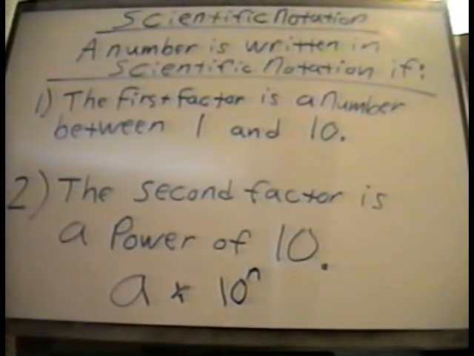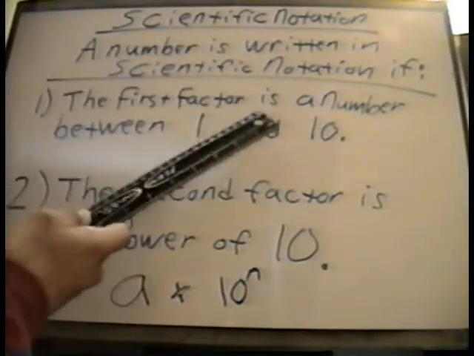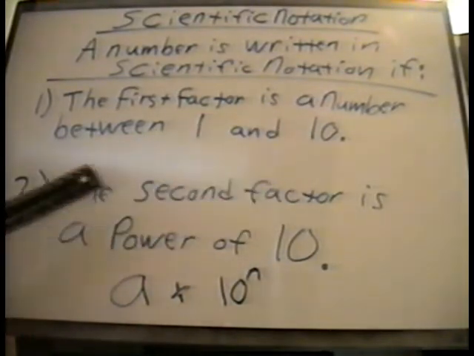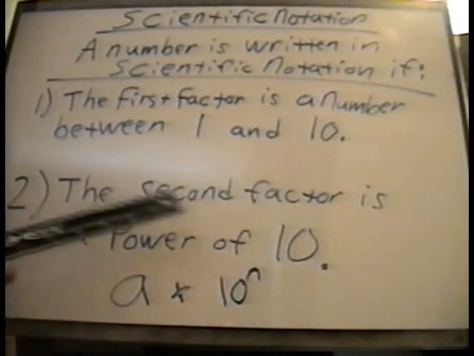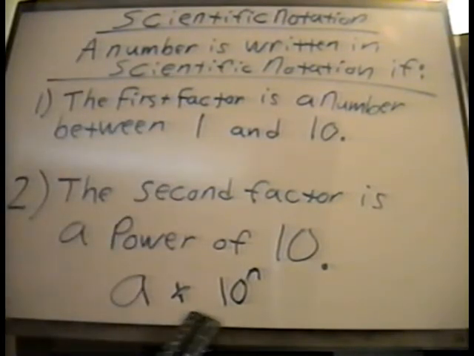Now you should take these notes for scientific notation. A number is written in scientific notation if the first factor is a number between 1 and 10, and 2, if the second factor is a power of 10. And this is the form that a number written in scientific notation takes. So this shows you that for a number in scientific notation, it must meet two conditions, and these are the two conditions that they must meet for a number to be written in what's called scientific notation.